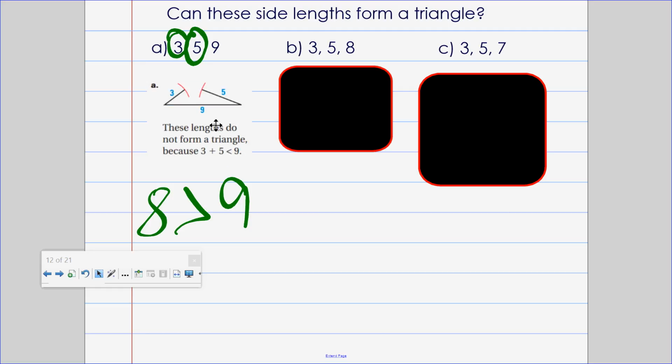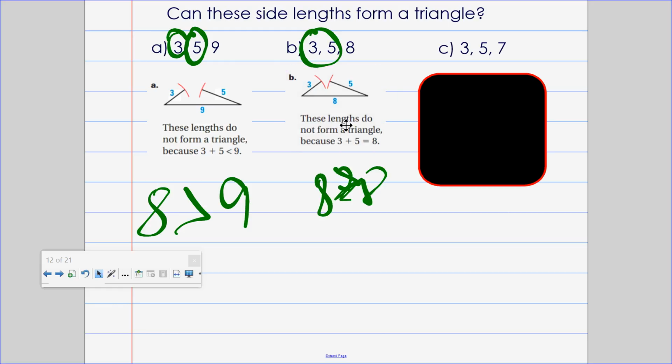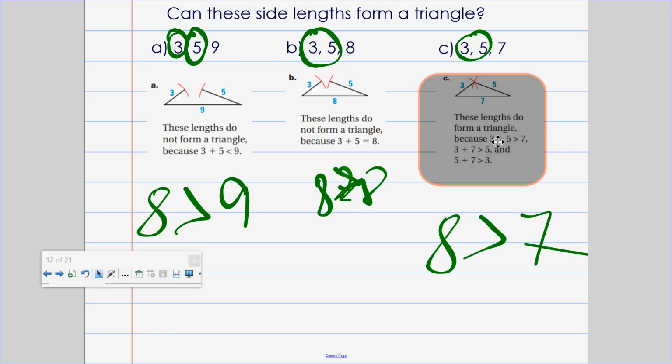Circle the two smaller sides, 3 and 5. Is that greater than the third side? No, not possible. Circle the two smaller sides, 8. Is that greater than the third side? Yes, it is. That's why it is possible.